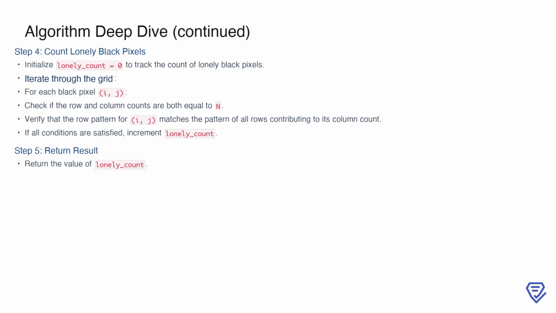With the candidate rows identified, we now count the lonely black pixels. We initialize lonely_count to 0 and iterate through the grid again. For each black pixel at i, j, we check two conditions: whether the row and column counts match n, and whether the row pattern for the pixel matches the pattern of all rows contributing to its column count. If both conditions are satisfied, the pixel is considered lonely, and we increment lonely_count. After examining all the pixels, the final value of lonely_count is returned as the result. By combining pre-computed counts with row pattern validation, this step ensures that we efficiently and accurately determine the number of lonely black pixels in the grid.